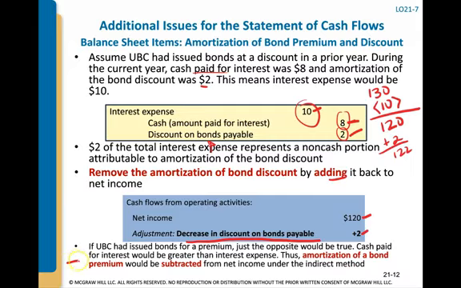Here, this bottom bullet says the opposite is true. If we had a bond that was issued at a premium, right, it was sold at above its face value, then we would have a bond premium that would be amortized, and it would go the opposite way.